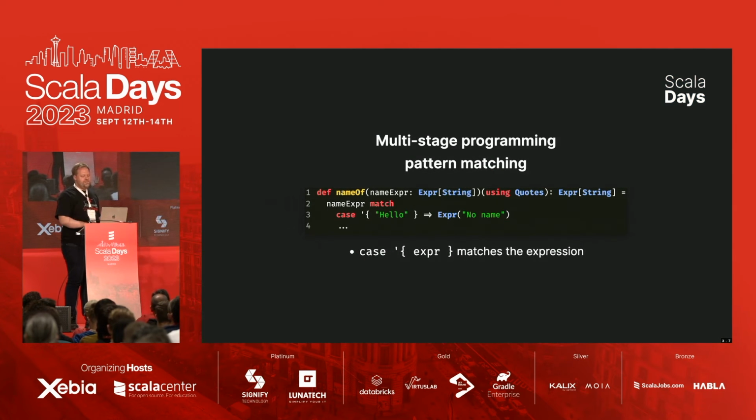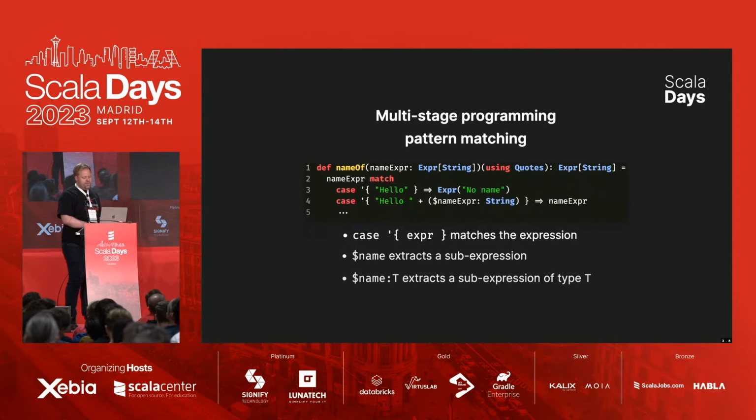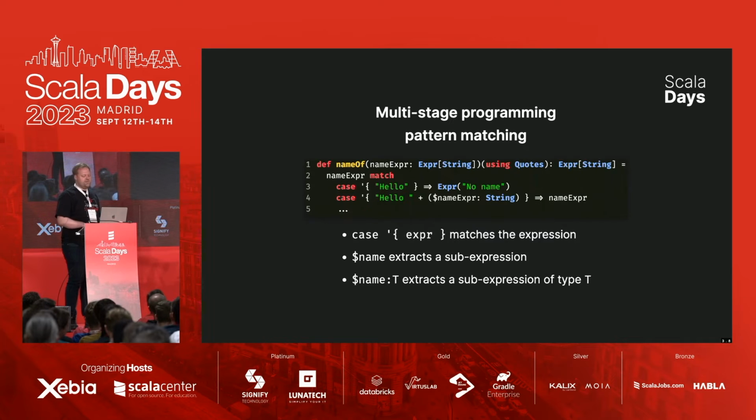So before we go into the implementation, let's have a look at multi-stage programming and pattern matching. We can use pattern matching to match against expressions to see if an expression is equivalent to another. Here we're checking that this expression represents the code hello. But we can also extract parts of the expression. Here we have hello plus something and we are going to extract the name of whatever is there.